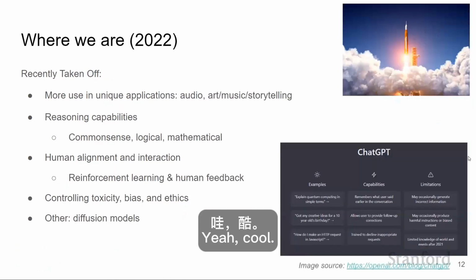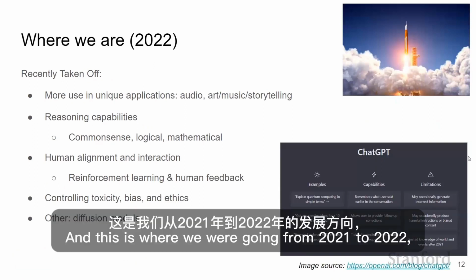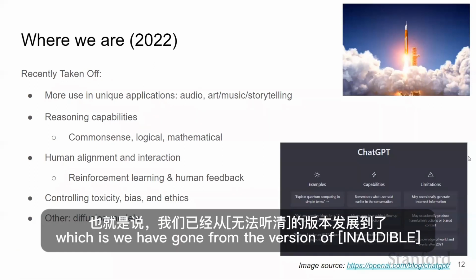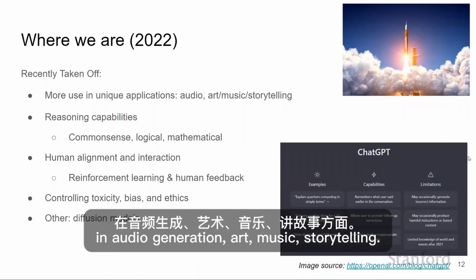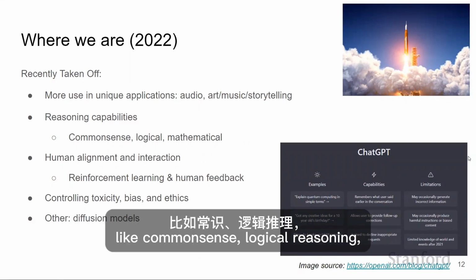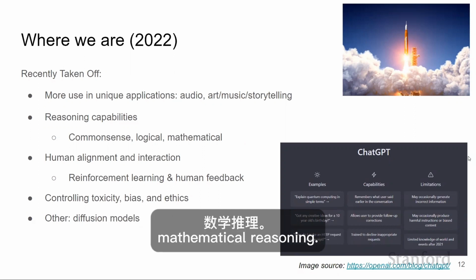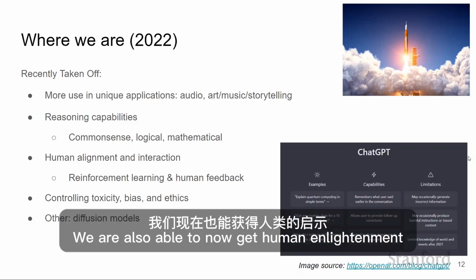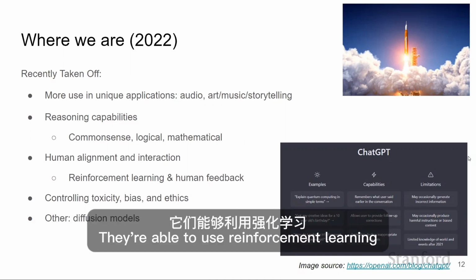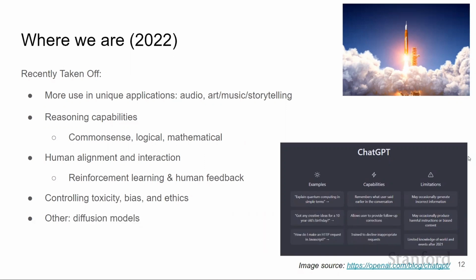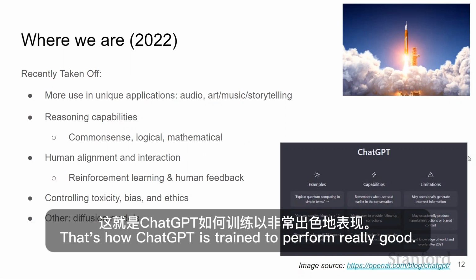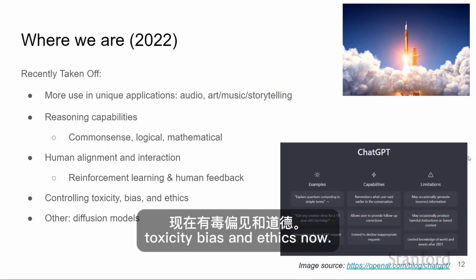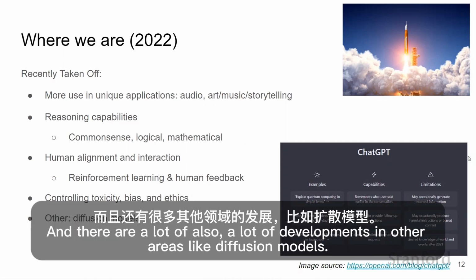Yeah, cool. And this is where we were going from 2021 to 2022, which is we have gone from the verge of taking off to actually taking off. And now we are seeing unique applications in audio generation, art, music, storytelling. We are starting to see reasoning capabilities like common sense, logical reasoning, mathematical reasoning. We are also able to now get human alignment and interaction. We're able to use reinforcement learning and human feedback. That's how ChatGPT is trained to perform really well. We have a lot of mechanisms for controlling toxicity, bias, and ethics now. And a lot of developments in other areas like diffusion models.